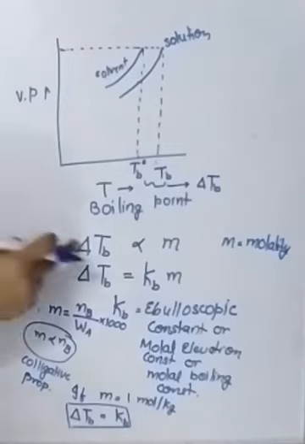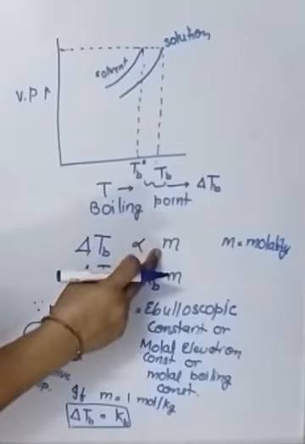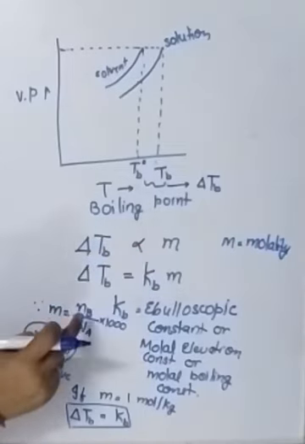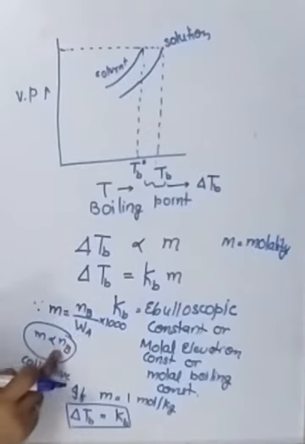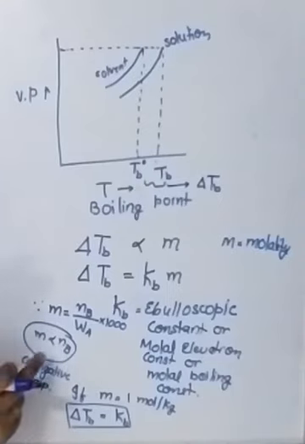Thus del Tb is directly proportional to molality. Molality is equal to the number of moles dissolved in 1 kg of the solvent. So it depends on the number of particles of the solute, not on the nature of the solute. That's why it is a colligative property.